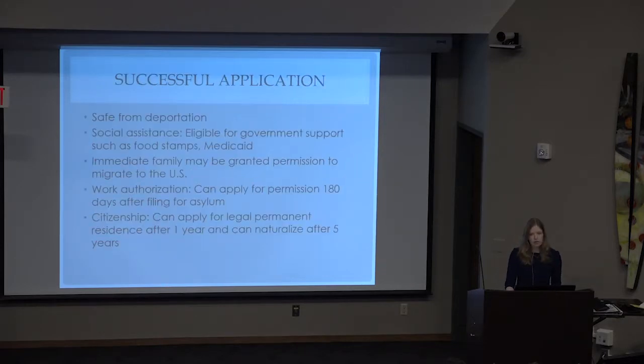So for those who are granted asylum, they're safe from deportation. They're eligible for social assistance, so things like food stamps and Medicaid. Their immediate family can be granted permission to migrate to the U.S., which is huge in terms of reuniting people with their spouses and their children. They can work, so you can apply for permission within 180 days of filing for asylum. And then there's a path to citizenship. An individual can apply for legal permanent residence after a year and then can naturalize after 5 years.